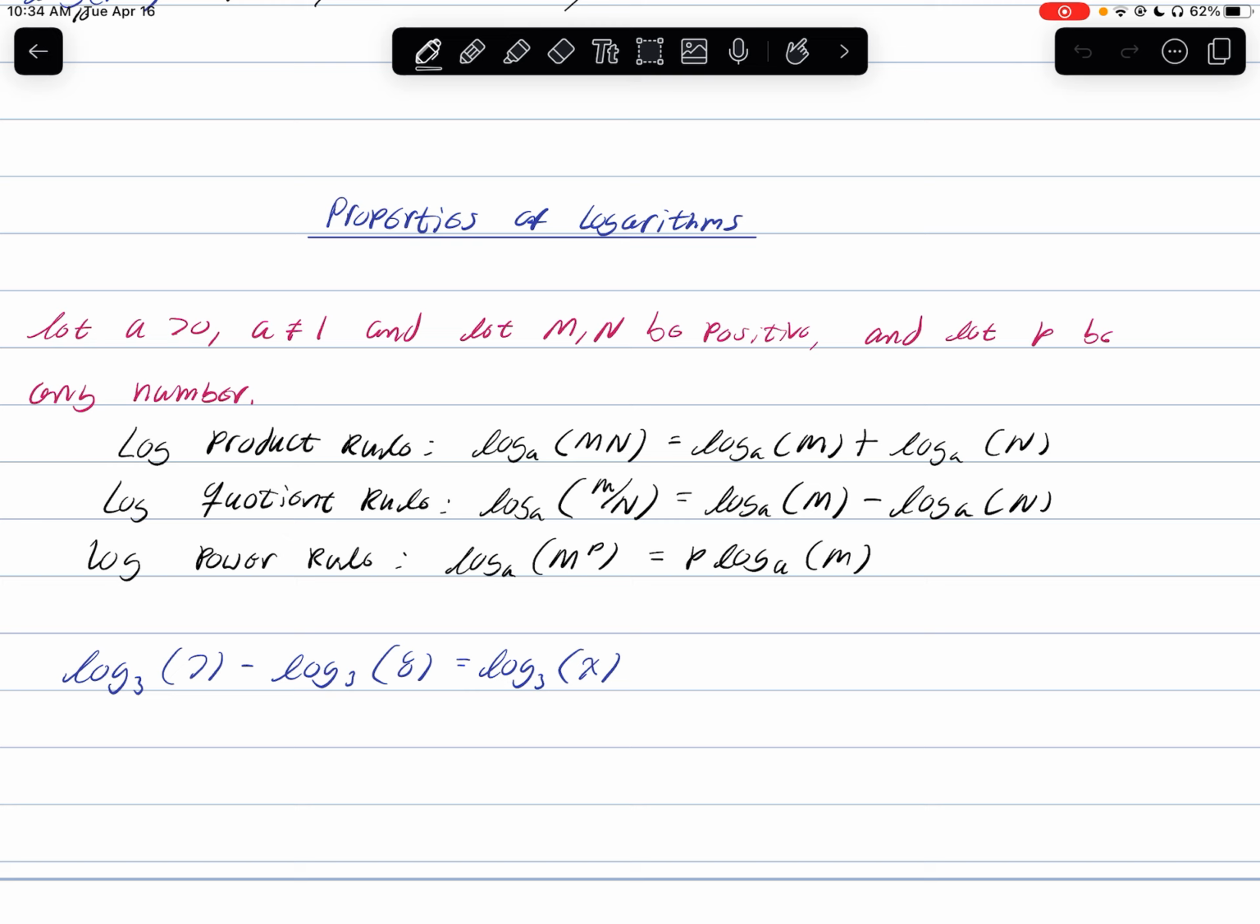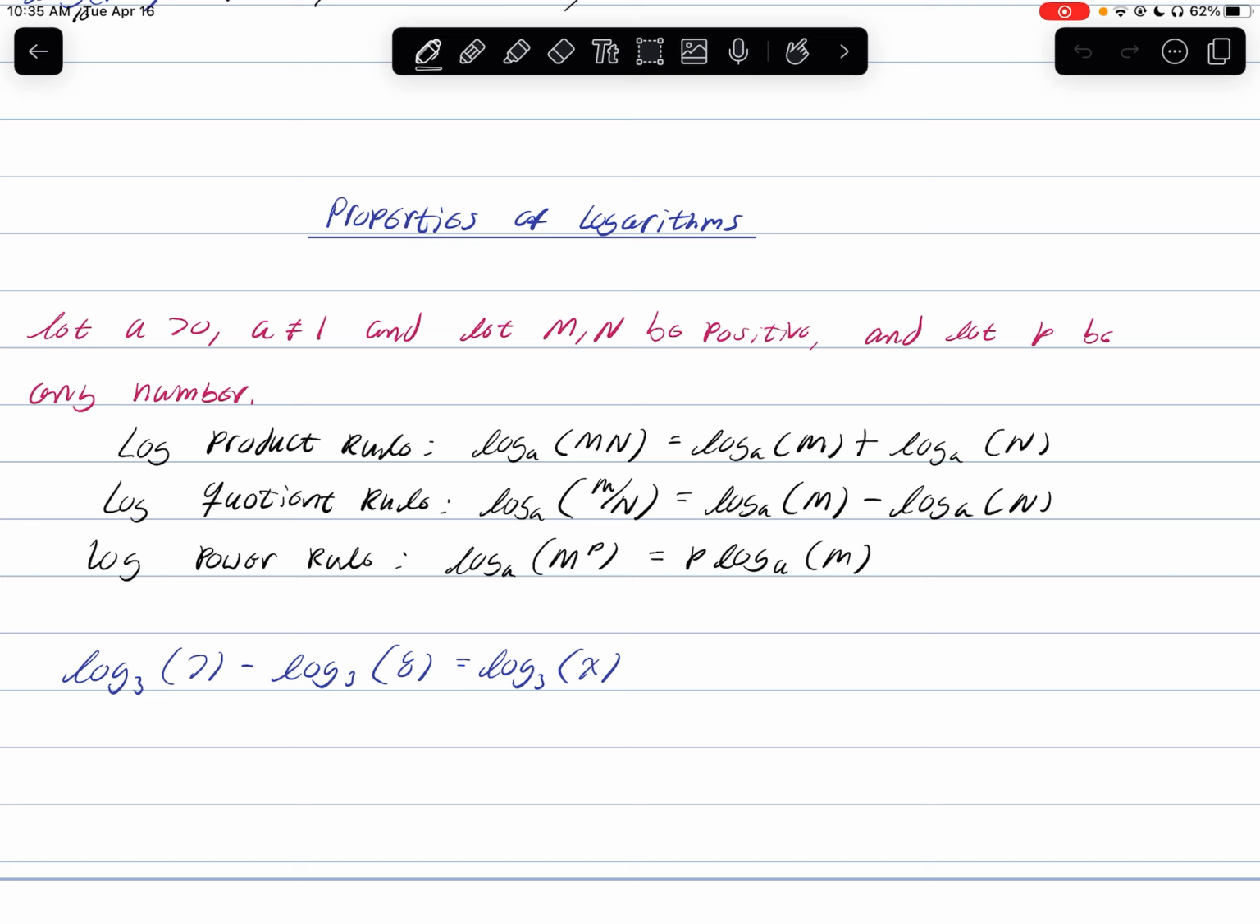Here we have: if a is greater than 0 and not equal to 1, and m and n are positive numbers, and p can be any real number, then we have the log product rule, log quotient rule, and log power rule. The log product rule is: if you have log base a of m times n, then you can write it as log base a of m plus log base a of n.